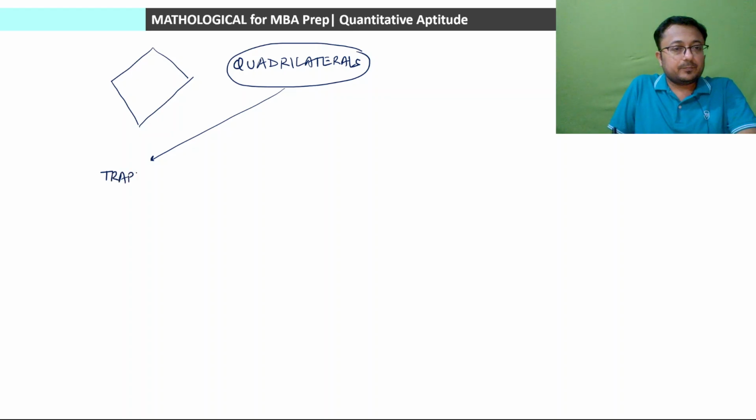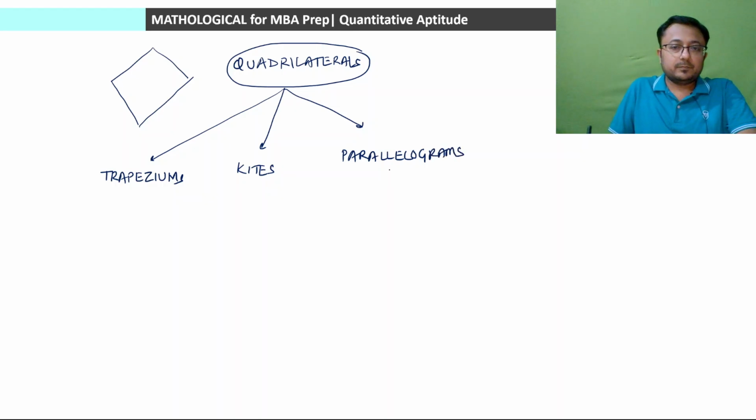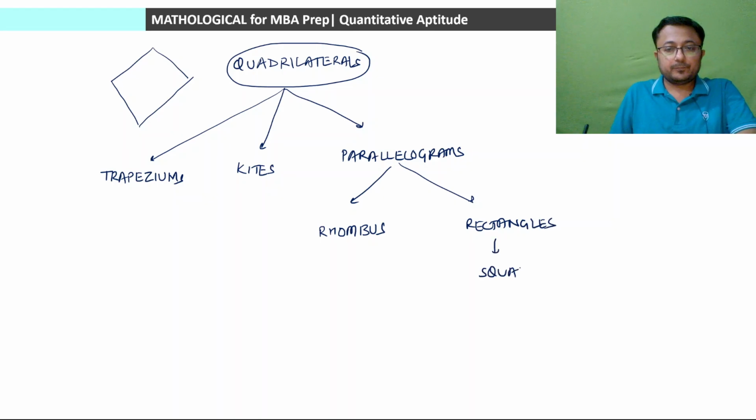trapeziums, kites, parallelograms, and then rhombus, a specific type of parallelogram, and rectangles, which will also include squares. So this will be basic structure of quadrilaterals. Okay, start करते हैं.